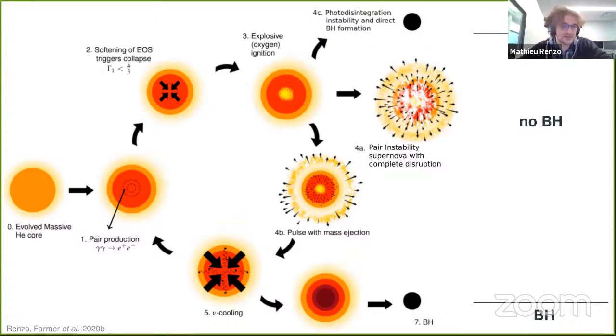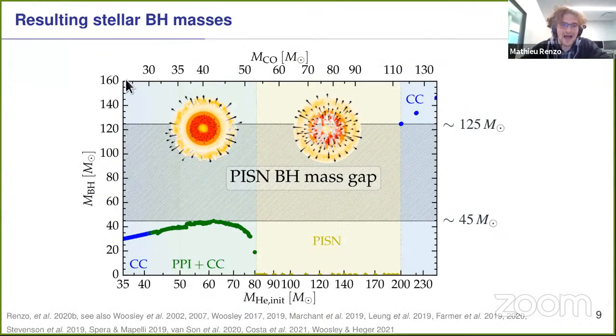So this plot is showing you exactly that. The black hole masses on the y-axis. On the x-axis, you have the initial helium core mass, which decreases because of the wind mass loss, and then because of this pulsational mass loss due to pair instability. And on the top axis, you have the carbon-oxygen core mass, which is maybe a better metric because it doesn't really depend on the wind mass loss rate as strongly.